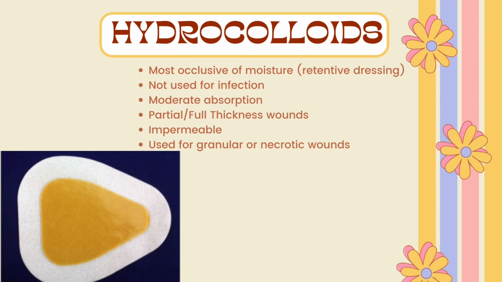Also, it contains a gel forming agent inside a wafer of dressing. It also has a waterproof backing and is available in a variety of shapes and thicknesses. It can also come with or without an adhesive border and is made especially for difficult to dress wounds such as heels or elbows.